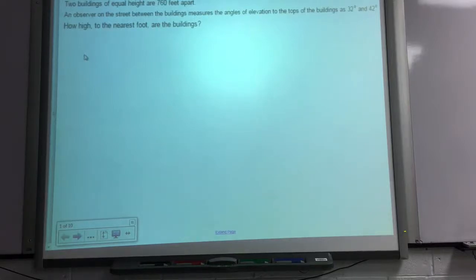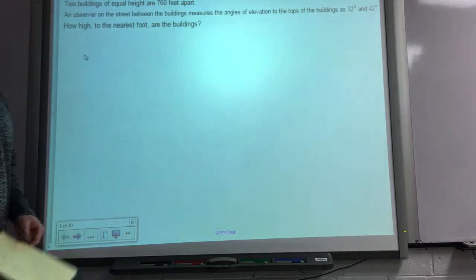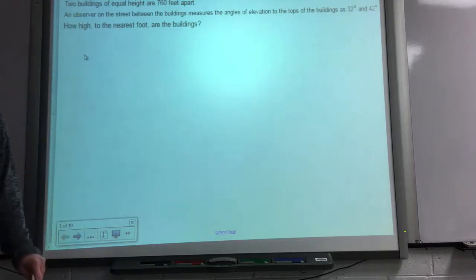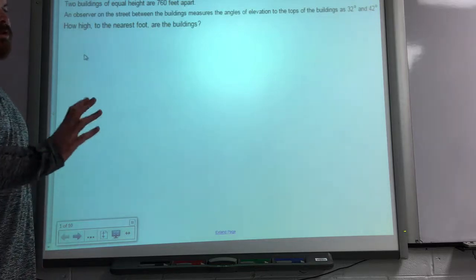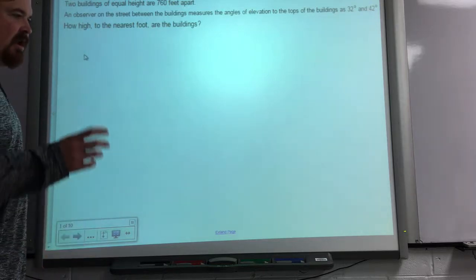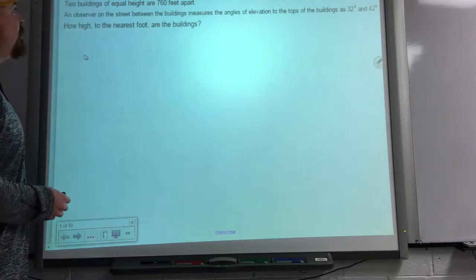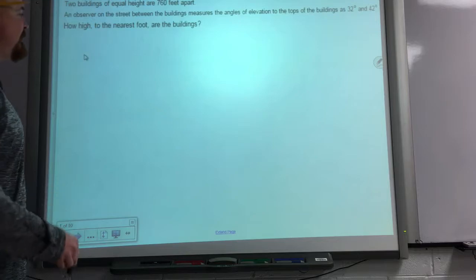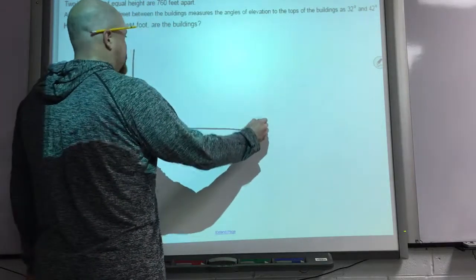Okay, the two buildings problem. This is a problem from the homework that we had, and there's not necessarily a trick to this, but there's one thing that you have to see: what's not there. So if we go into this problem, it says two buildings of equal height are 760 feet apart. So I'm going to start that drawing like this.